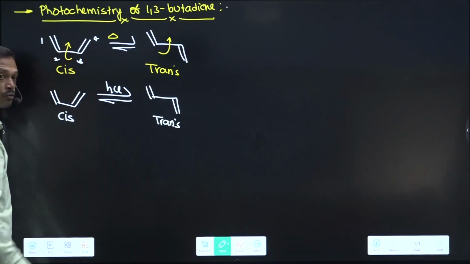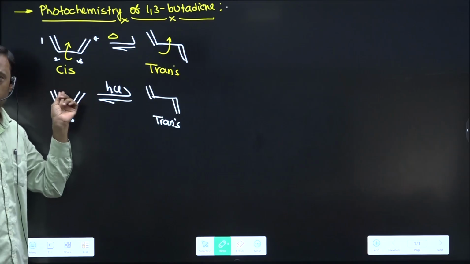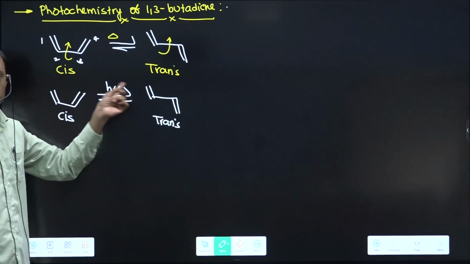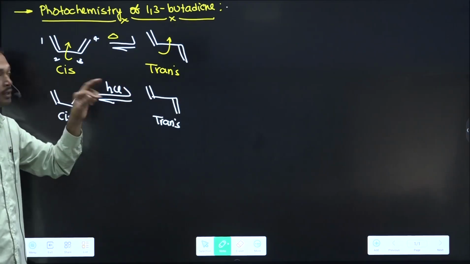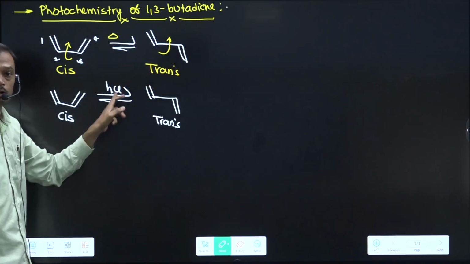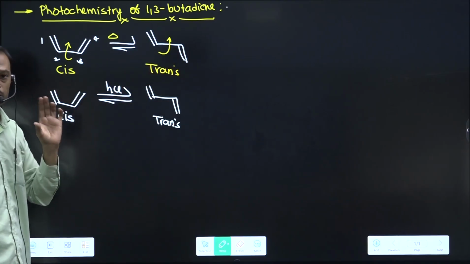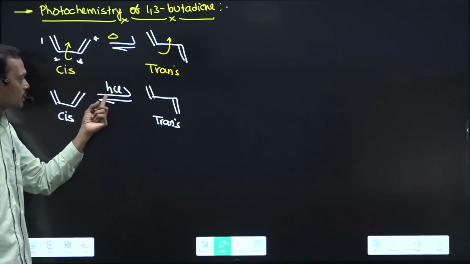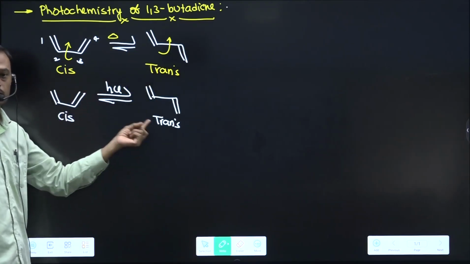But what about simple olefin? In the starting of yesterday's class, simple olefin under photochemical conditions we can convert from cis to trans. Thermally not possible. But in diene chemistry, thermally we can convert, but photochemically not possible to convert. This point is the key point. Ground state we can convert cis to trans, but excited state we can't convert cis to trans.